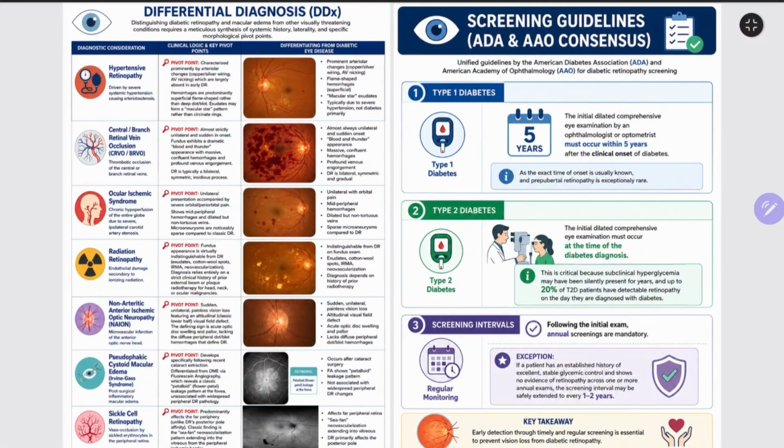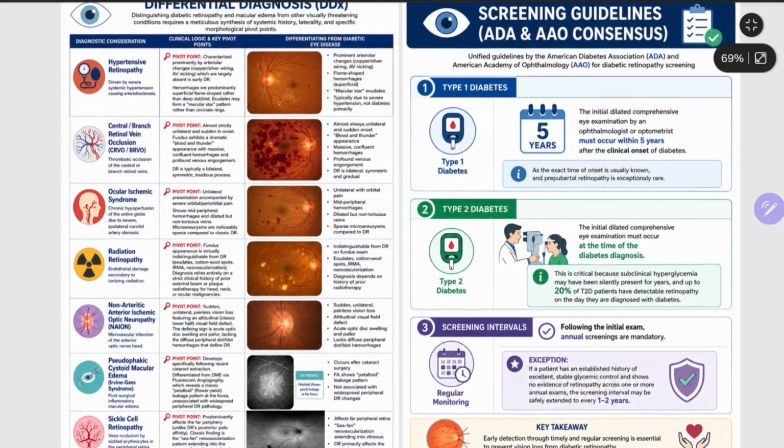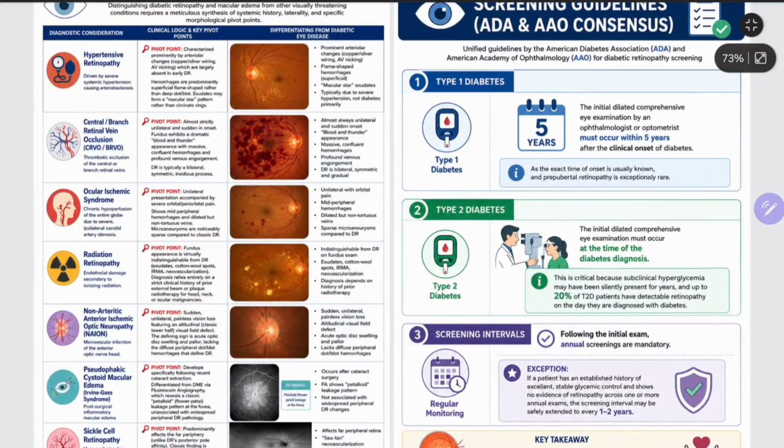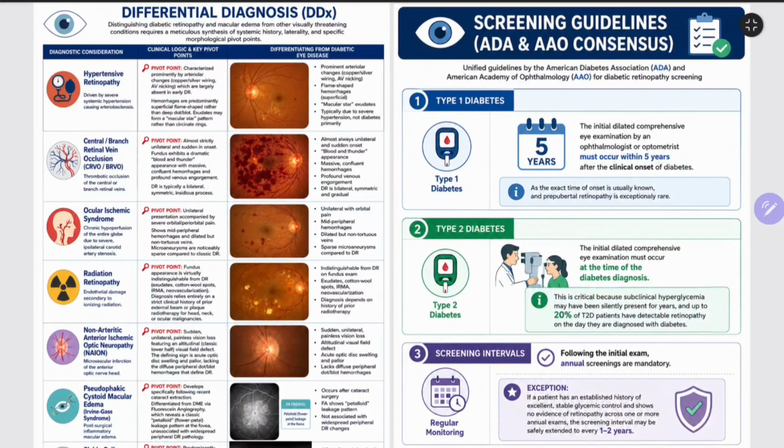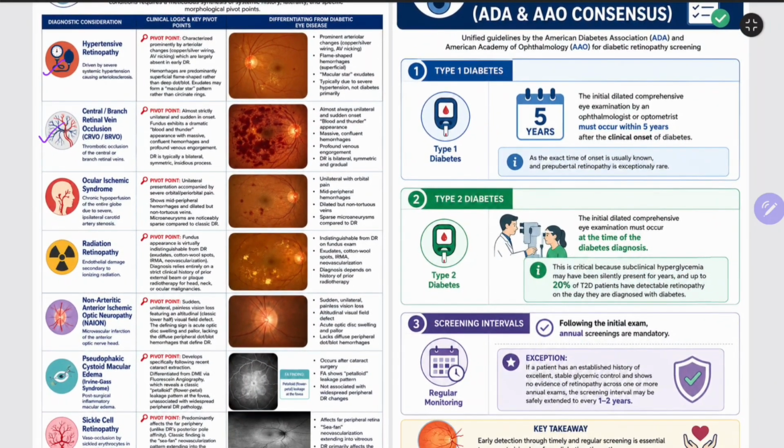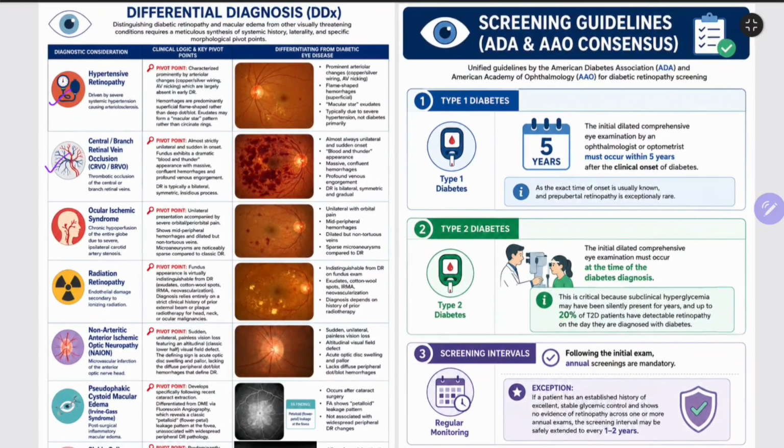What are the differential diagnoses of diabetic eye disease? Yes, this is very important. The most important differential diagnoses are two things: hypertensive retinopathy and central or branch retinal vein occlusion. These are important, but other things are also important. There are a total of 7 actually. You need to know seven things, but the most common ones you need to differentiate are these two: hypertensive retinopathy and central retinal vein occlusion or branch retinal vein occlusion.